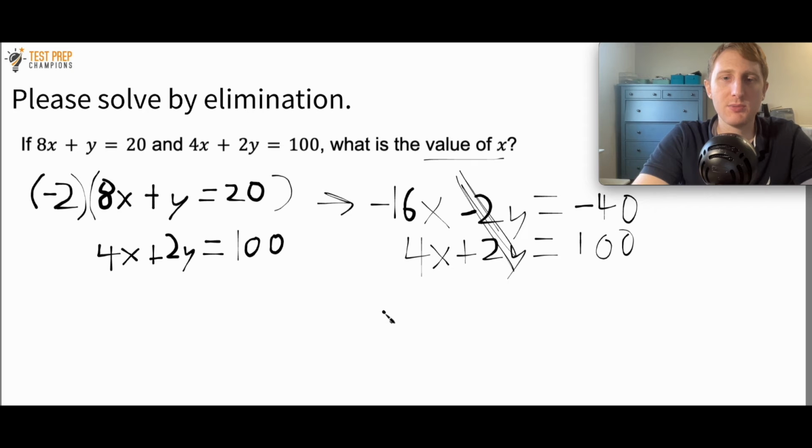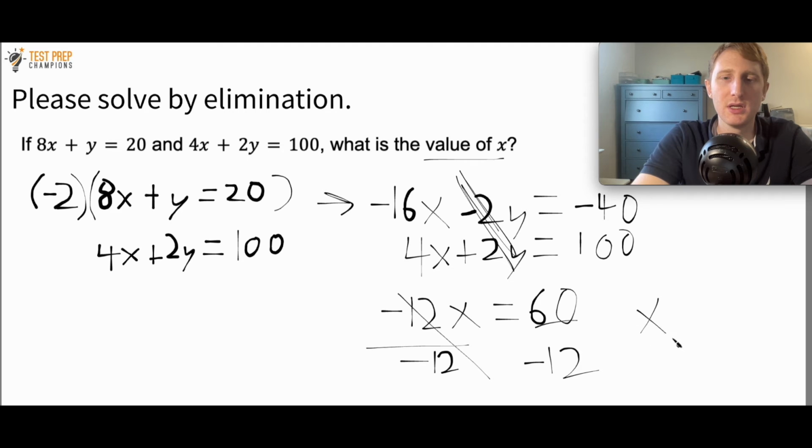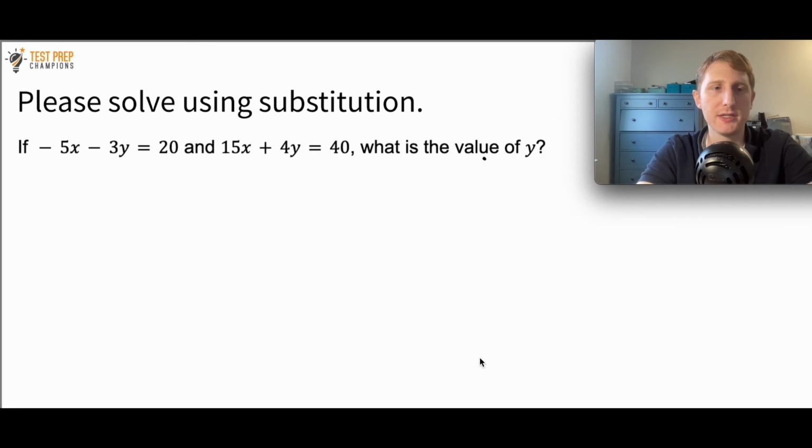Negative 16x plus 4x is negative 12x. So what is negative 40 plus 100? Negative 40 plus 100 is positive 60. So I now have negative 12x equals 60. So what I want to do here is divide by negative 12 on both sides. And when I do that, I'll see that x equals negative 5.